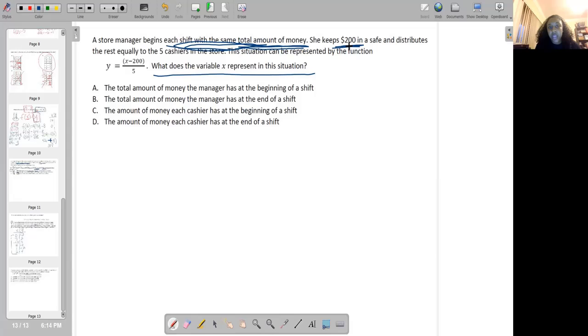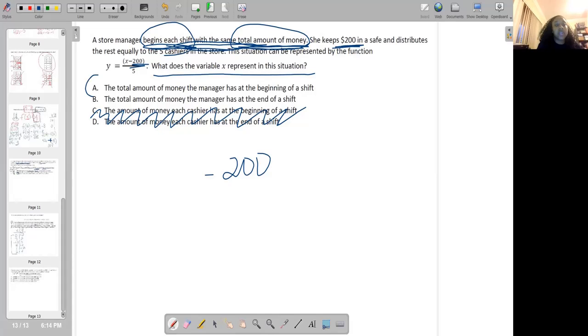The $200 is what she's taking out of the total amount of money to put into the safe. So if she's keeping $200 of that total amount of money, that means she's subtracting the $200, which is what we see represented right here. So what is she subtracting that 200 from? She's subtracting it from the total amount of money at the beginning of each shift. The only ones that are talking about the total amount of money are A and B, so we can eliminate C and D. But remember, this is the total amount of money at the beginning of each shift. So that's going to leave us with A. And that's the answer for that problem.